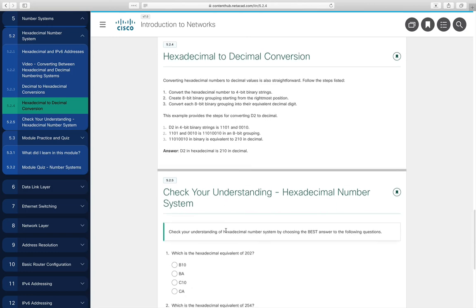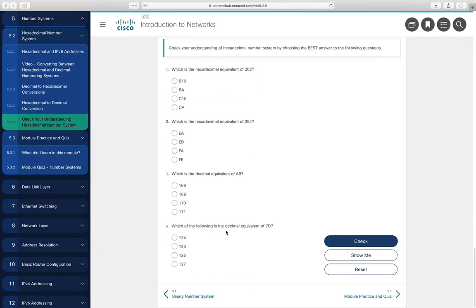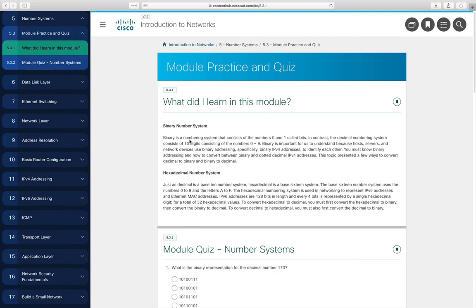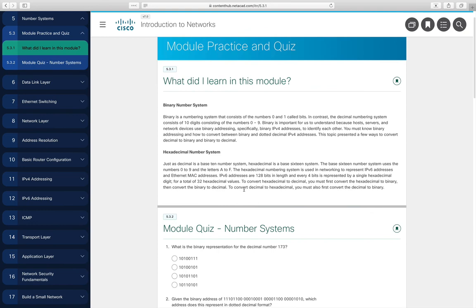525 is a check your understanding on the base 16 number system. You can do that on your own. Module 5 is a very short module. We're moving to section 5.3, which is the module practice and quiz. What did you learn? You can read that on your own, but you learned about binary, you learned about hexadecimal, you learned a little bit about IP addresses.